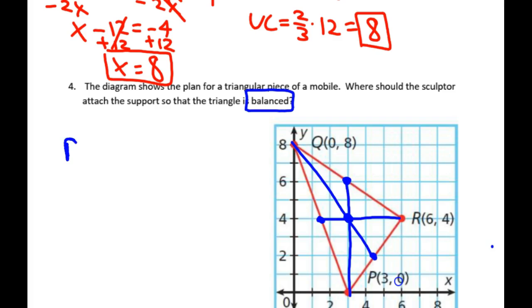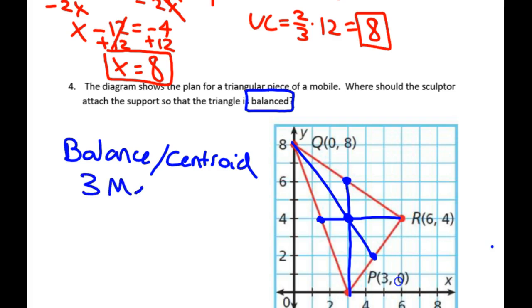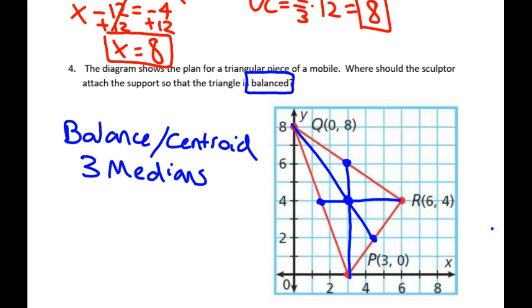So the balance point, again, for balance, that means centroid. We did 3 medians, and those 3 medians crossed at what coordinate? So can anyone tell me the x, y coordinate of that point? What's the x, comma, y coordinate for that point? This is what? 3, 4. Very good. Now, could you do that on your own? That's the hope. All right.